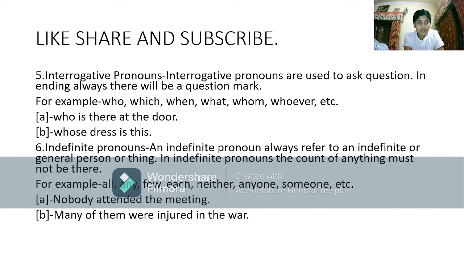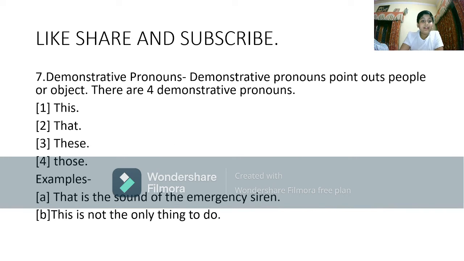Now, indefinite pronoun. An indefinite pronoun always refers to an indefinite or general person or thing. We don't have to count in indefinite pronouns like few, many, all, neither, anyone, someone, etc. Demonstrative pronoun: there are 4 demonstrative pronouns, and these point out people or objects. This, that, these, those. Example: That is the sound of the emergency siren. This is not the only thing to do. Yes guys, war is not the only thing to do. Many people have lost their lives.